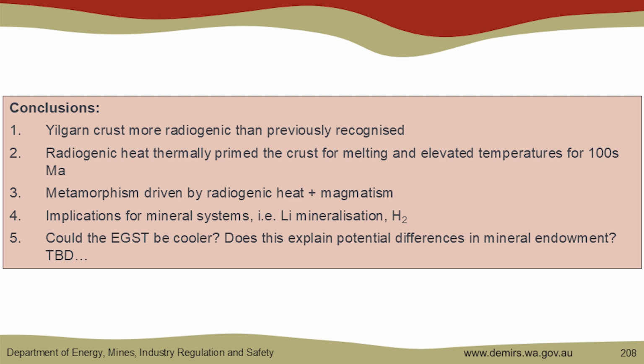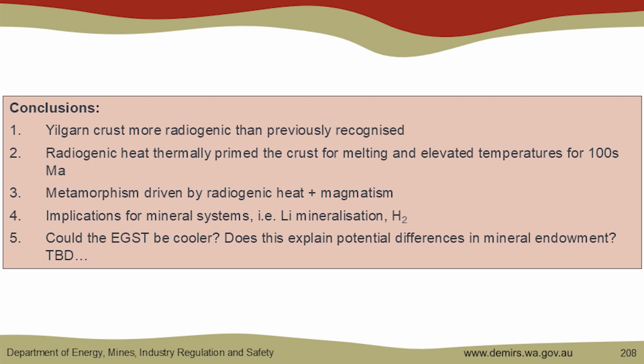The metamorphic record that we see suggests both radiogenic heat and magmatism played an important role. And this, of course, has implications for mineral systems. So I've touched on the lithium mineralization, but I also open up what I talked about this morning about natural hydrogen potential. We know that radiogenic rocks, particularly in very old terrains, can in fact help produce natural hydrogen.